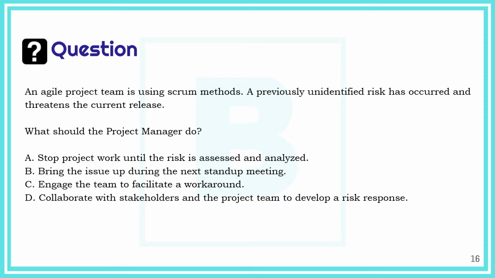Then, second question: an agile project team is using Scrum methods. A previously unidentified risk has occurred, so an unknown risk, and it has become an issue and threatens the current release. So what should the project manager do?